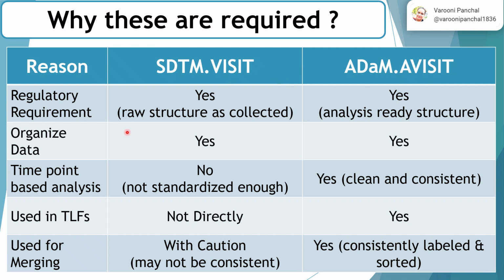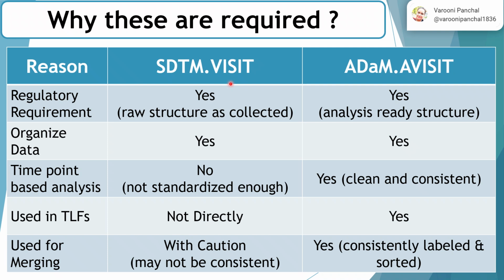This comes directly from the raw dataset. You need to understand the difference between these two. Now the SDTM.VISIT variable is used for organizing data. Again, the ADaM.AVISIT is also used for organizing the data. Now the SDTM.VISIT variable is a time point based variable, but it's not standardized enough, right? So whatever data is collected in the CRF and is present in the raw dataset, the same is presented in the SDTM.VISIT variable.